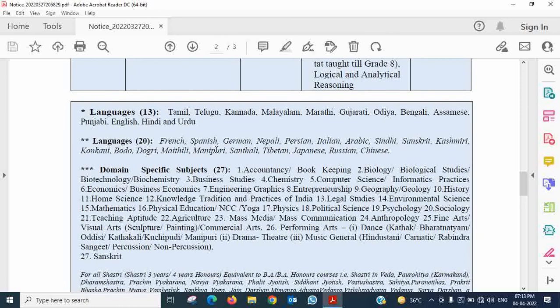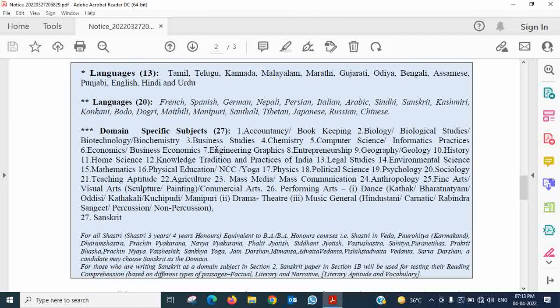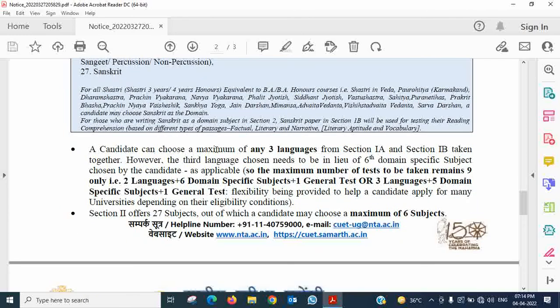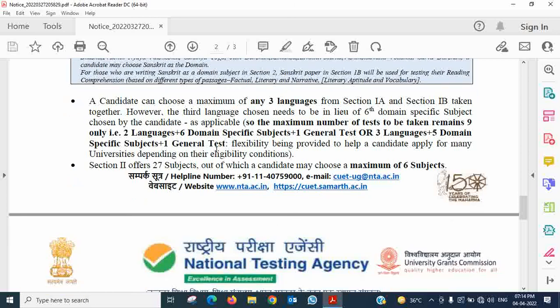Now for the 1B languages, among the 20 languages you can select French, Spanish, German, any one of them, and study. And the domain subjects are accountancy, biology, business studies, chemistry, computer science, entrepreneurship, engineering graphics, and so on. Choose any one in which you have an interest and attempt the questions of this domain. Recapping, a candidate can choose a maximum of 3 languages and a maximum of 6 domain-specific subjects.